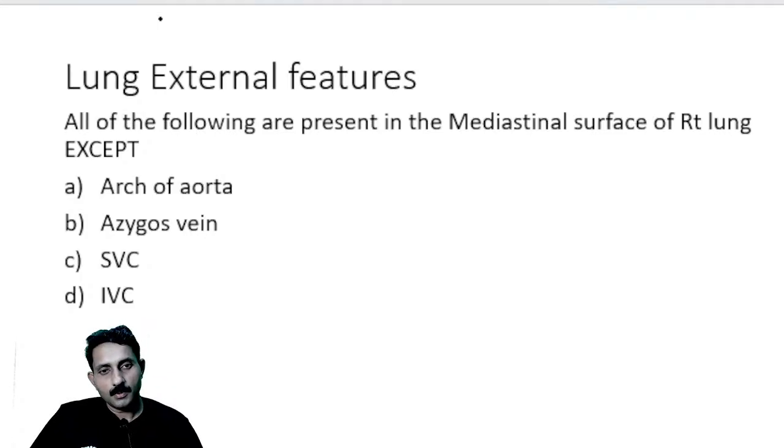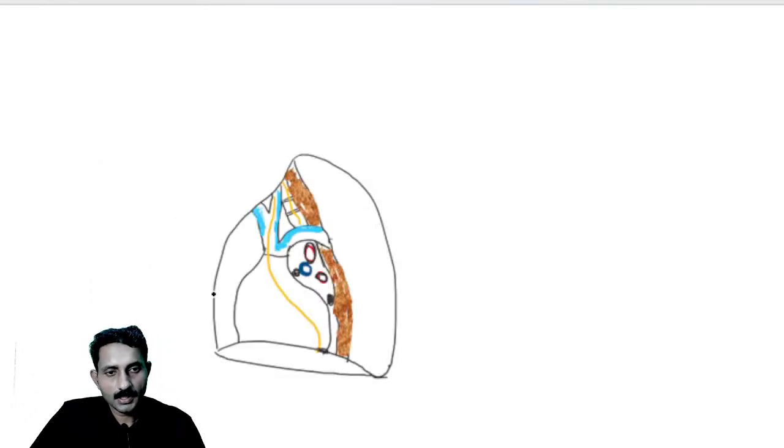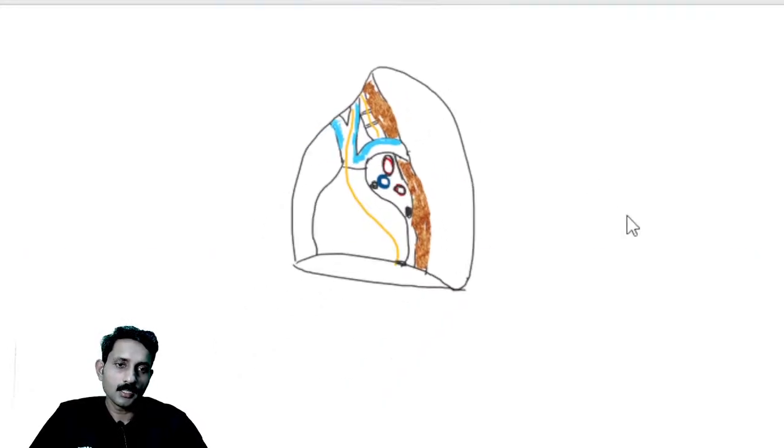Okay. Now, what is there in the external features of the heart? We'll see a question. All of the features are present on the mediastinal surface of the right lung except arch of aorta, azygos vein, SVC, IVC. Mediastinal surface of lung, what is there on the right lung, what is there on the left lung. I will come back to that. It's just a schematic diagram to show the mediastinal surface of the lung. Okay. Now, what is there in this?